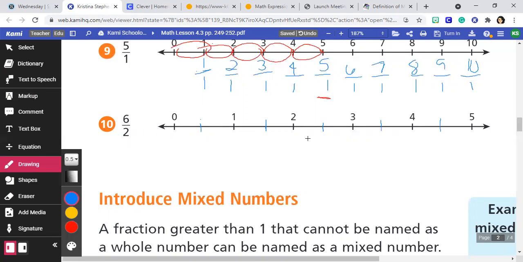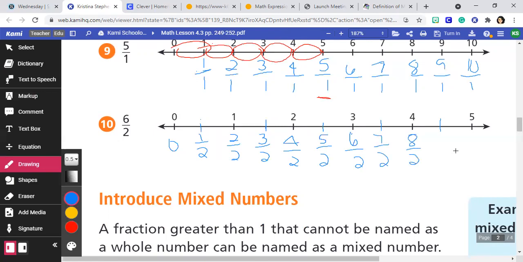And now we're going to label each section. So we've got 0, 1/2, 2/2, or 1/2, 2 halves, 3 halves, 4 halves, 5 halves, 6 halves, 7 halves, 8 halves, 9 halves, 10 halves.